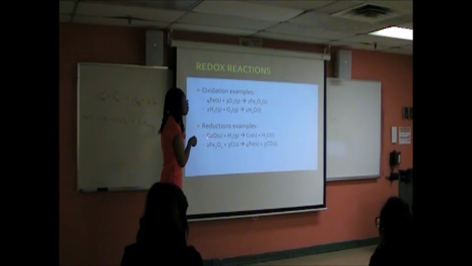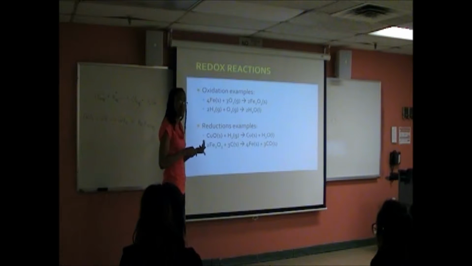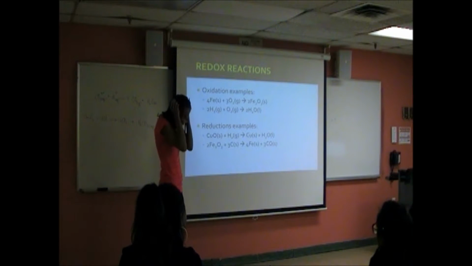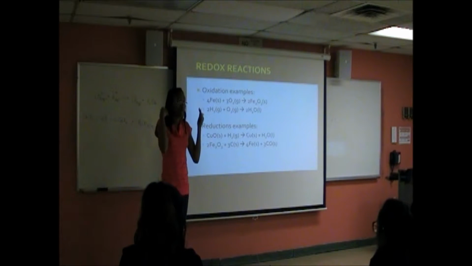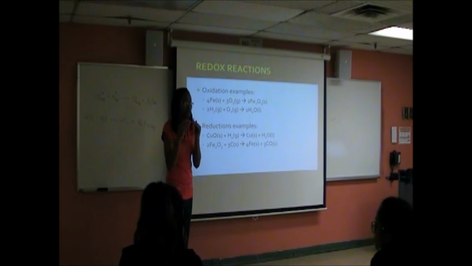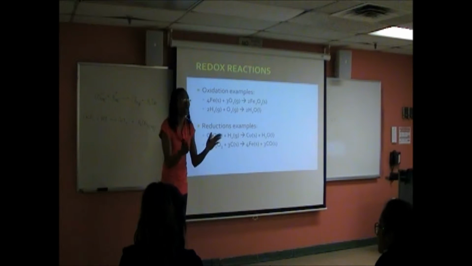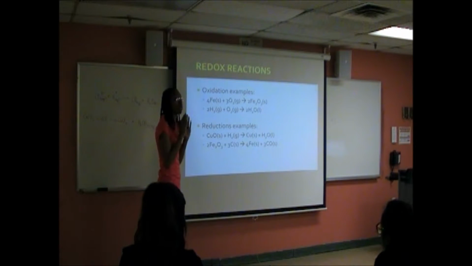Right? Reduction examples. My copper 2 oxide. What is happening to my copper 2 oxide? It's losing an oxygen. Okay? So reduction is when you lose an oxygen. When you lose an oxygen, you've undergone reduction. And when you gain an oxygen, it's oxidation. That's one of 4 or 5 ways to identify oxidation and reduction. Right?